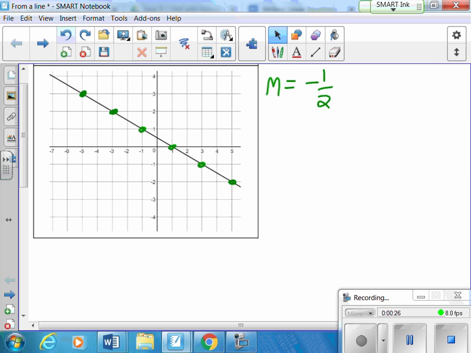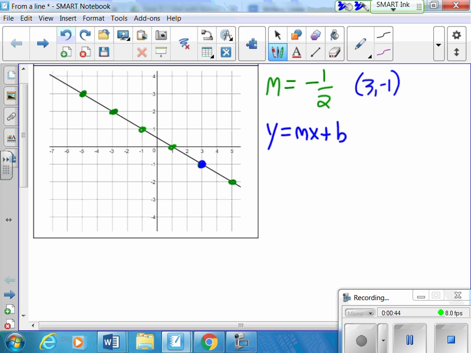We're going to use the slope and one of our points to help us find the equation. Now the point I'm going to use here is (3, -1). Okay, so now plug all this into y equals mx plus b. In for y, we're going to plug in -1. In for m, we plug in -1/2. In for x, we plug in 3. And then plus b.